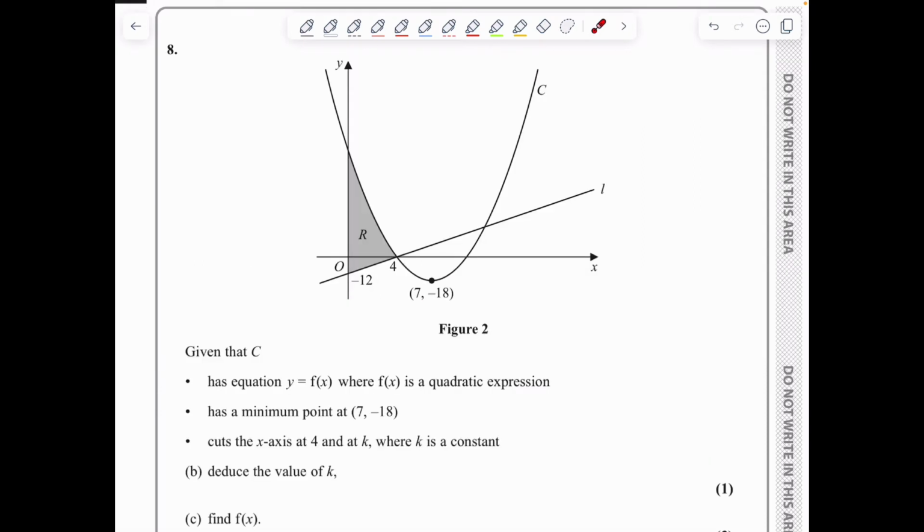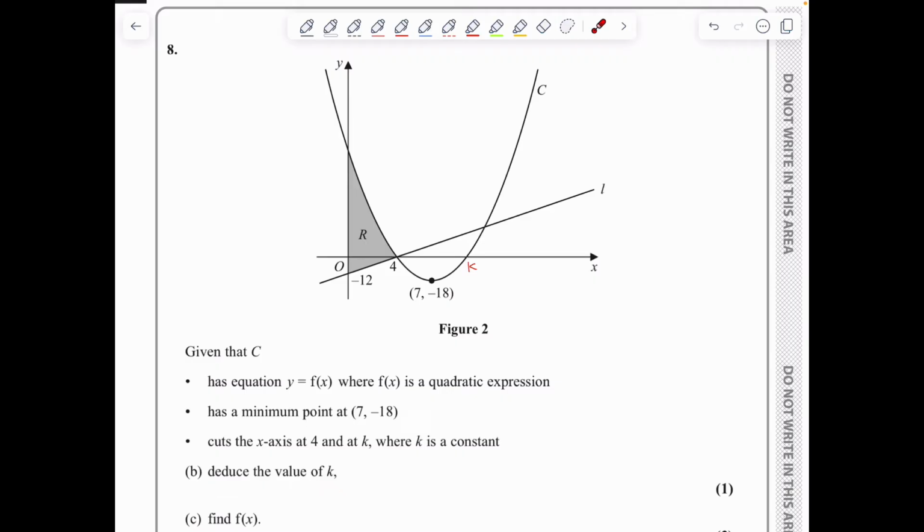We are then told that curve C has equation y is f of x, where f of x is a quadratic expression. It has a minimum point at 7, minus 18 as shown on the graph, and cuts the x-axis at 4 and at k. So the second cut here is k, and we're being asked to deduce the value of k for a mark.